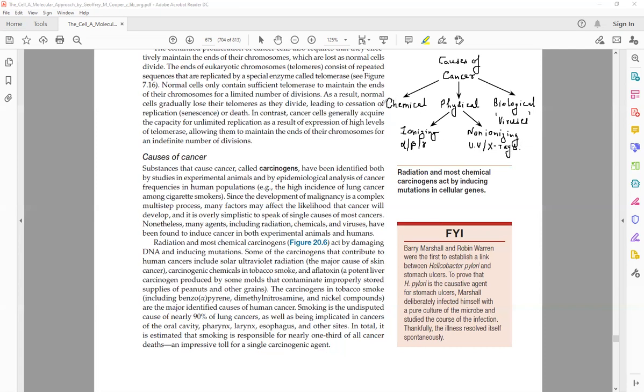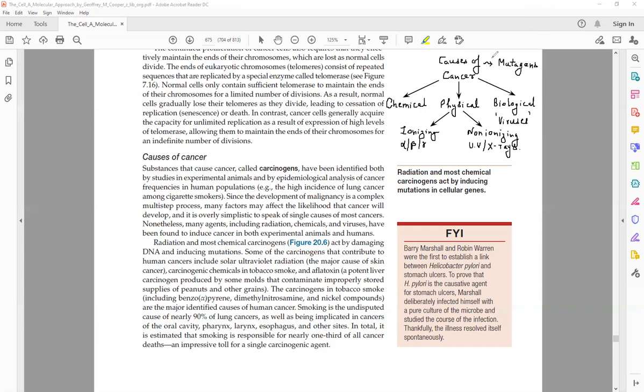Chemical mutagens. All these cancer-causing agents are commonly referred to as mutagens. All carcinogens are mutagens, but all mutagens are not carcinogens. Mutagen is a very broad term. Sometimes a mutagen can be a mutagen but not a carcinogen, but carcinogens are always mutagenic agents in nature.